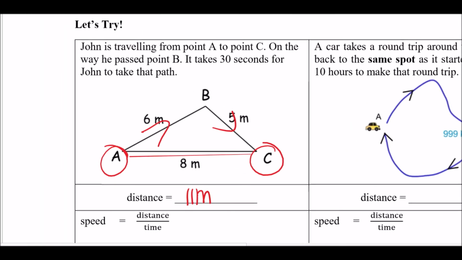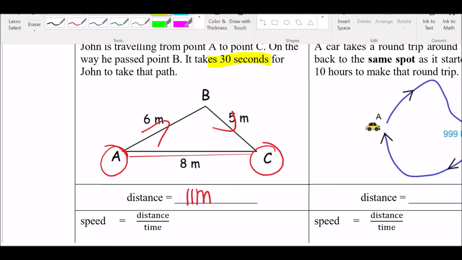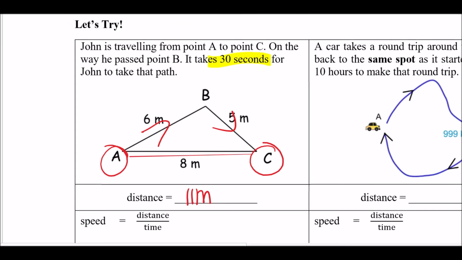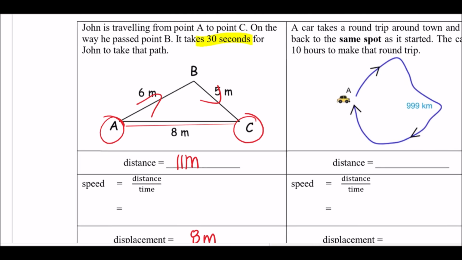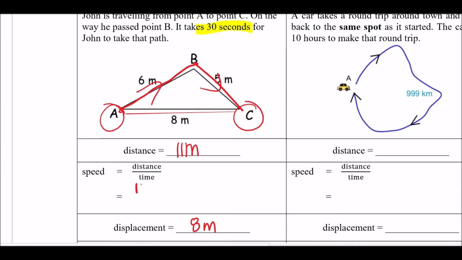Let's start from this one. Again, John is moving from A to C, passing by B. Now it takes 30 seconds for John to travel this path. So what is the speed and velocity of John? That is the question. In the previous part, we already know that the distance traveled by John is 6 plus 5, 11. So what is the speed here? The speed here is 11 meters over 30 seconds.